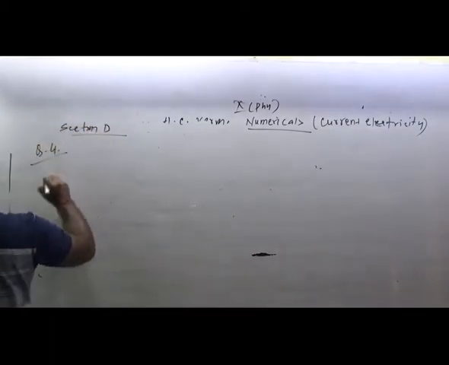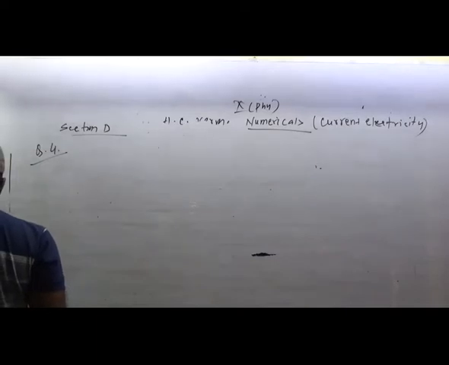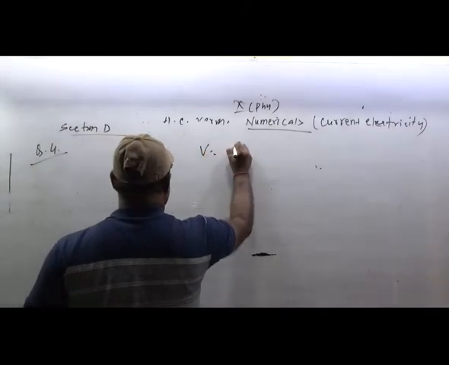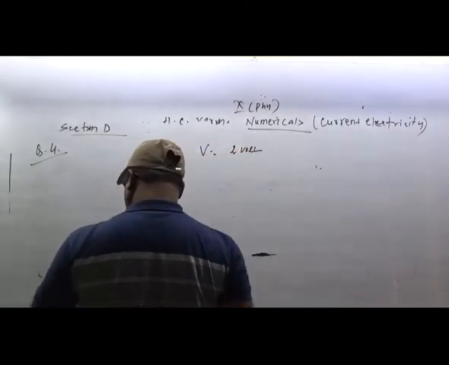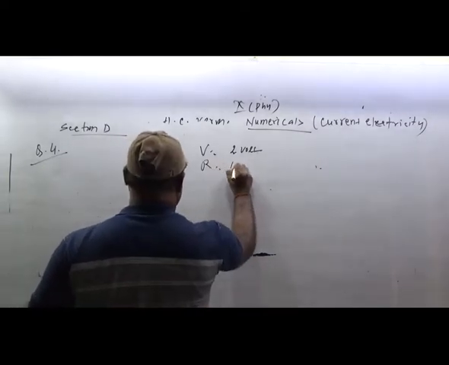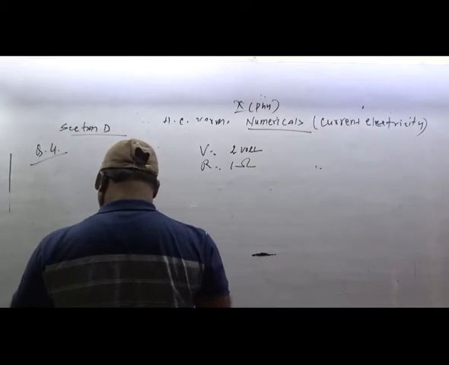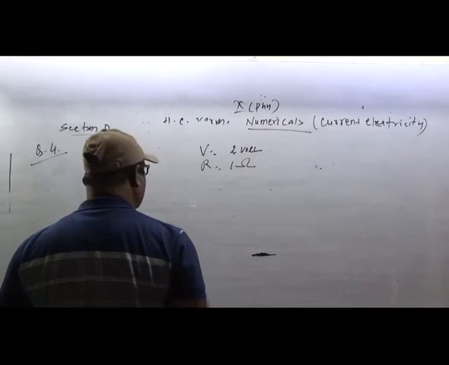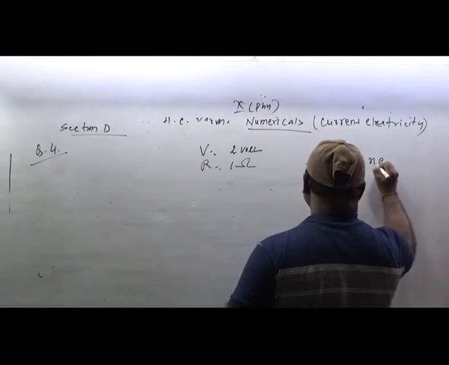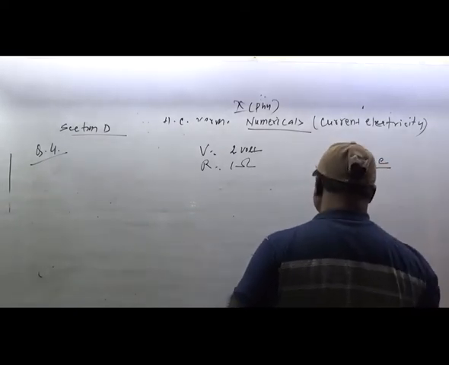Question number 4. A 2 volt cell is connected. E is equal to 2 volt. The cell is connected to a 1 ohm resistor. R is equal to 1 ohm. How many electrons come out? Q is equal to Ne. That means we have to find Q.